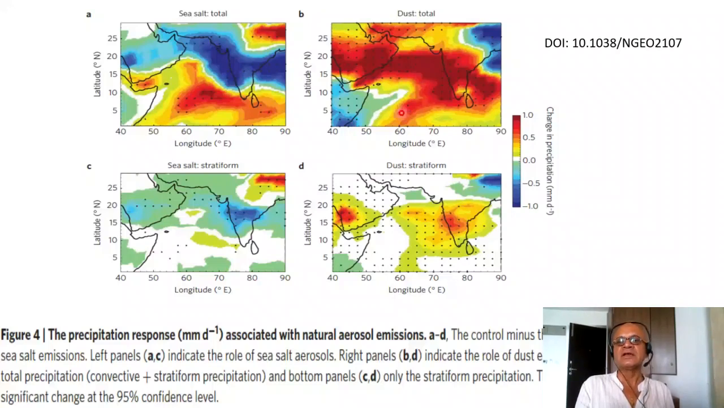So you can see that the total dust is changing the total rainfall and stratiform rainfall in terms of increasing it, whereas sea salt is decreasing it both for the total and stratiform. So again, another conclusion that is not related to dust or aerosol loading on the subcontinent, but forcing from the Arabian heat low and Arabian dust loading region.